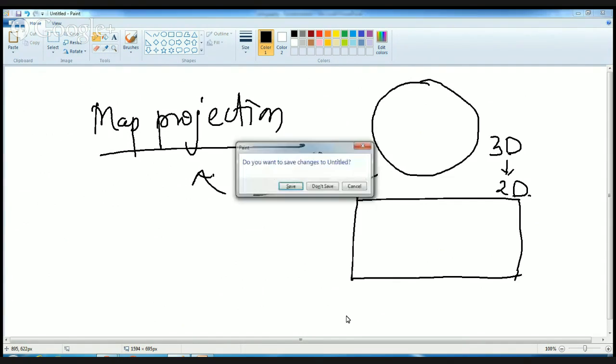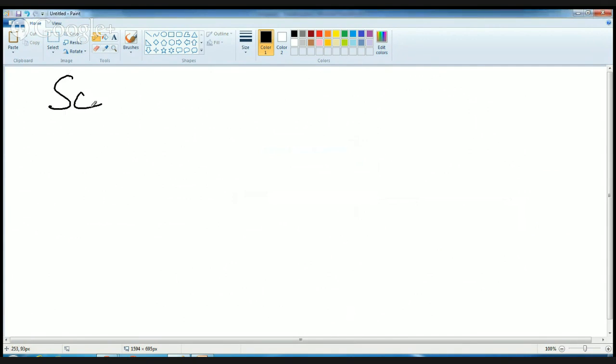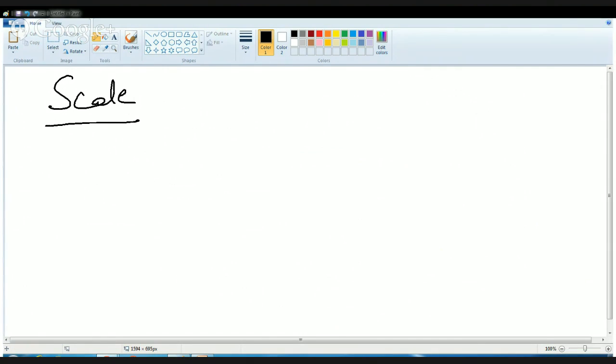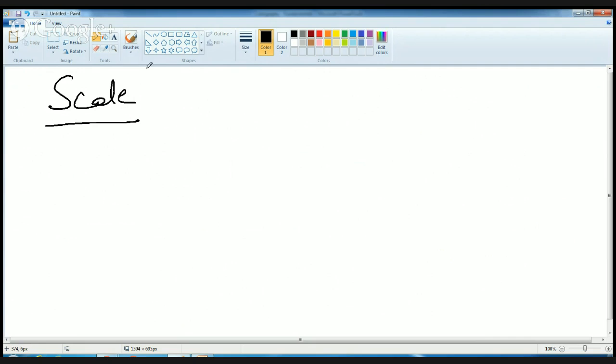Then the next important topic today is scales. We already talked about data, we talked about mapping. Now the final important section in this class is scale. What is the scale? Why is it important? And what do we do with the scale? So scale is all about distance. It's all a story about distance.